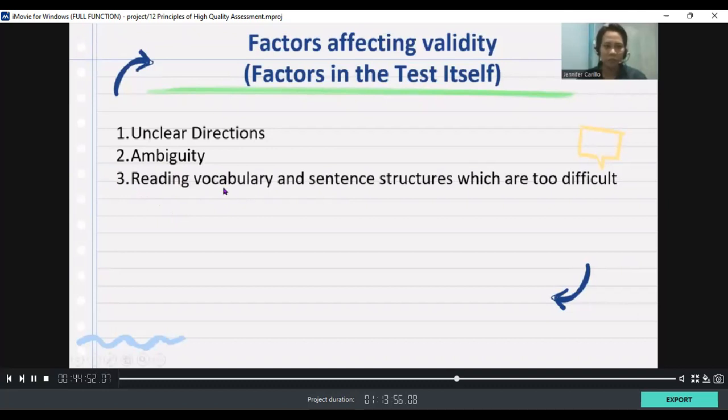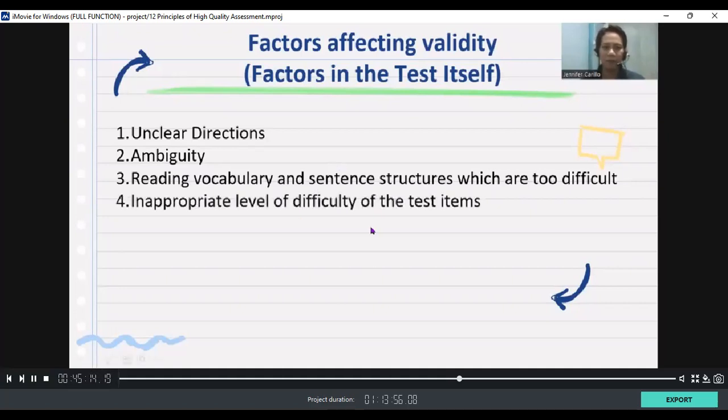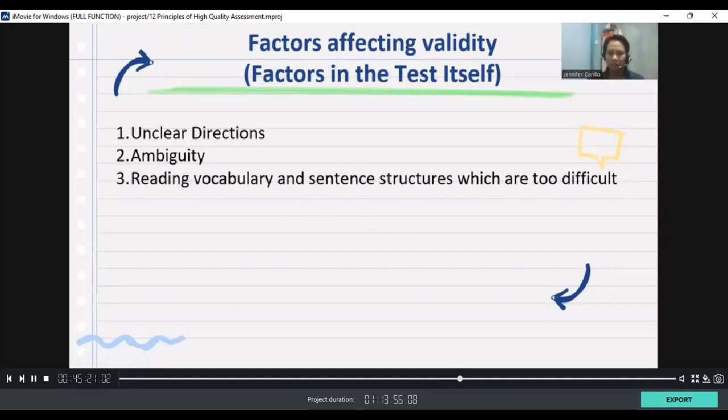Number 3, reading vocabulary and sentence structures which are too difficult. So this means that you will not use difficult terms or unfamiliar words. Okay? So avoid them. You need to use words that are familiar to the students. Your statements should be simple, precise, concise. Okay?